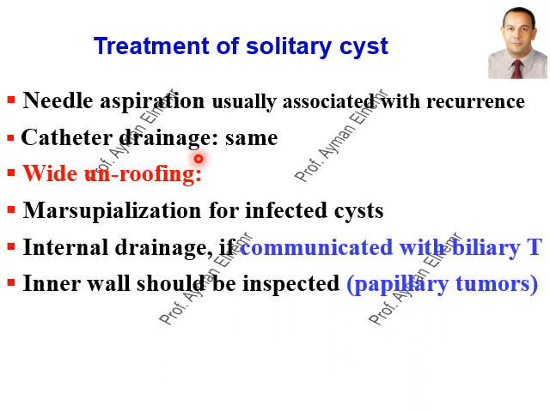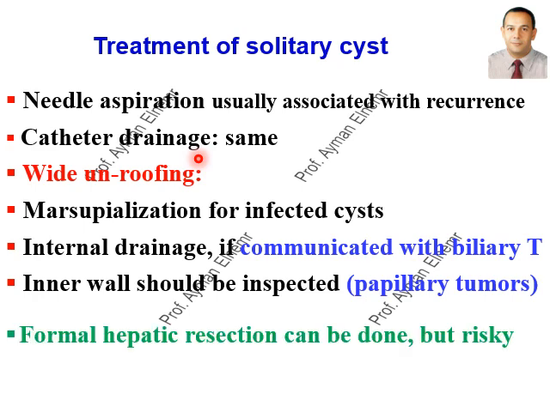Two important things should be searched for. The first is whether there is a communication between the cyst and the biliary tree or not. If there is a communication, it should be internally drained to a Roux-en-Y cystojejunostomy. The second is whether there is a papillary tumor arising from the cyst wall or not. If a papillary tumor is found, it should be excised. Hepatic formal resection can be done, but it is risky.